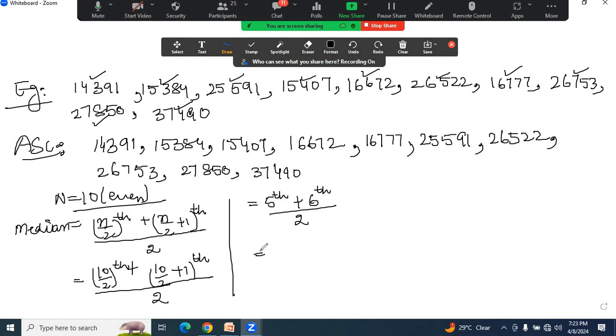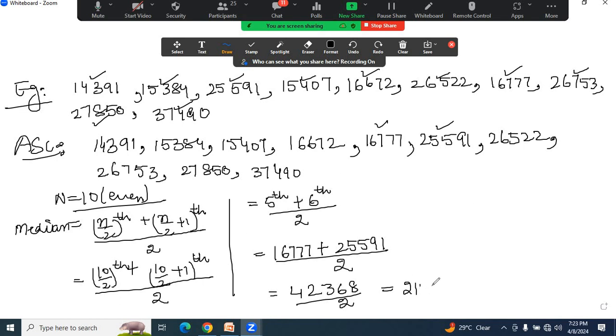What is the 5th observation? 16777, this one. 16777 plus the 6th will be 25591, whole divided by 2. Add it. 42368 whole divided by 2. It will be 21184. This is my median wage.